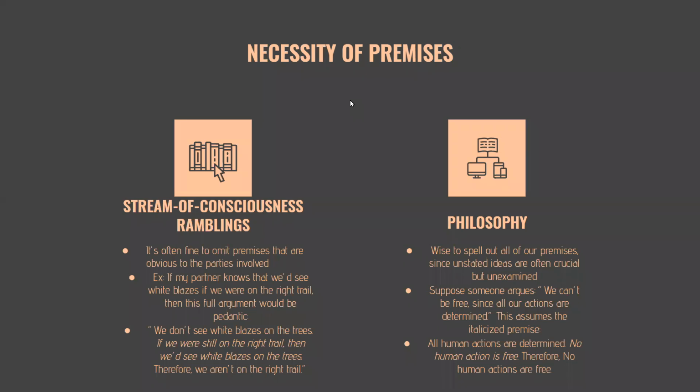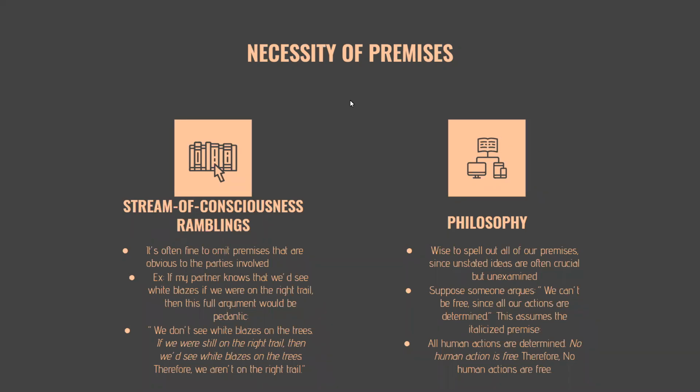If I'm hiking on the Appalachian Trail, I might say to my hiking partner, "We can't still be on the right trail since we don't see white blazes on the trees." This is fine if my partner knows that we'd see white blazes if we were on the right trail. Then the full argument would be pedantic. We don't see white blazes on the trees. If we were still on the right trail, then we'd see white blazes on the trees. Therefore, we aren't still on the right trail.